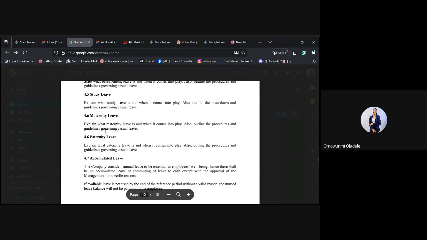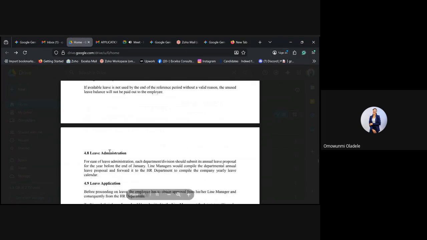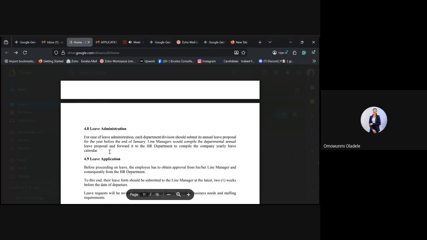Study leave, I've mentioned it. Paternity leave, I've mentioned it. Maternity leave, you have also mentioned it. Then you also state the mode of leave administration. For my organization, if you want to apply for leave, you have to apply a week before. Some organizations would say you have to apply 2 weeks before.